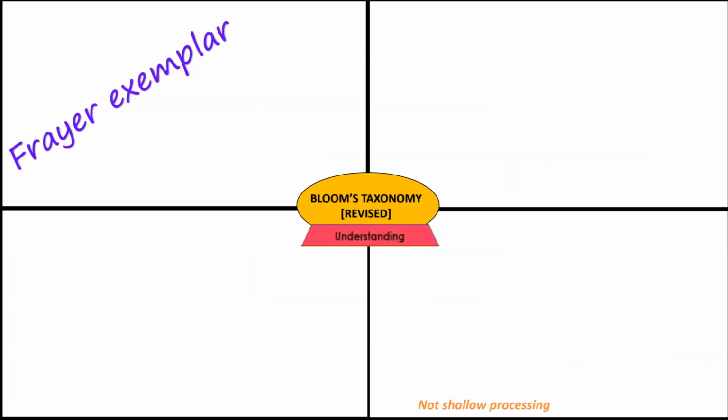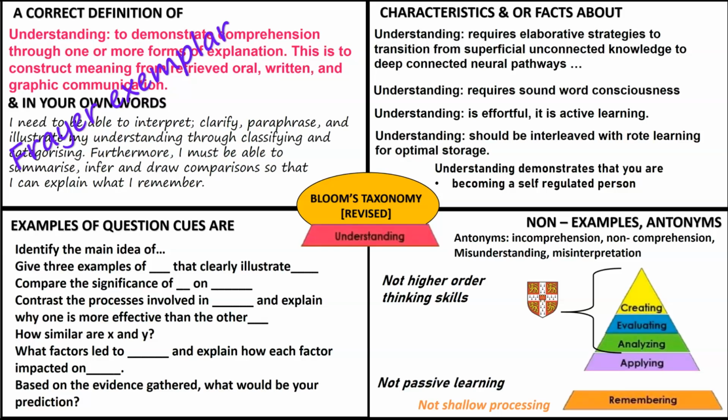And of course the Frayer model, excellent, because there they've got to put in their information, they've got to give characteristics or facts about, and they've got to put in non-examples and examples. So it's perfect for checking knowledge. It's perfect for checking to see if they can in fact present real understanding of something. So they prepare this first before the session if it's in the classroom, and then they come with this prepared.